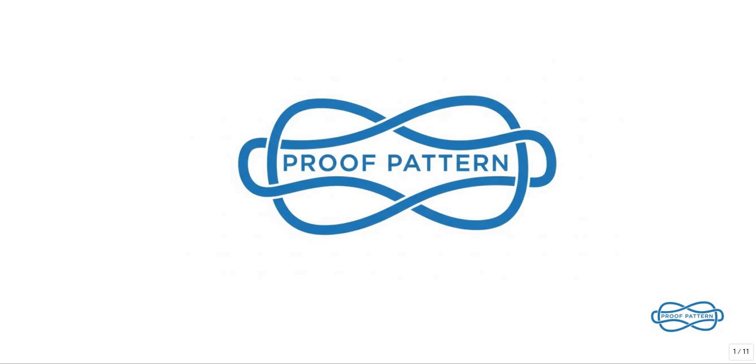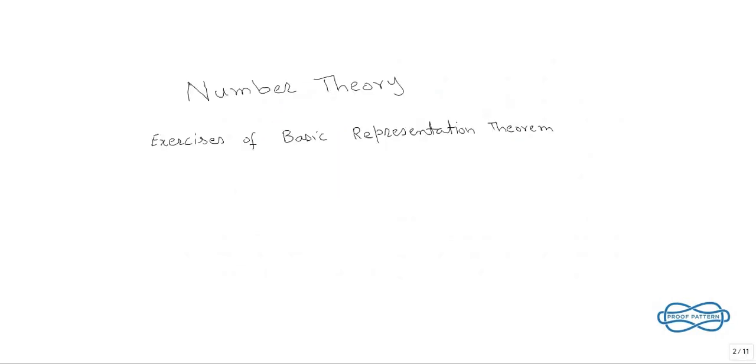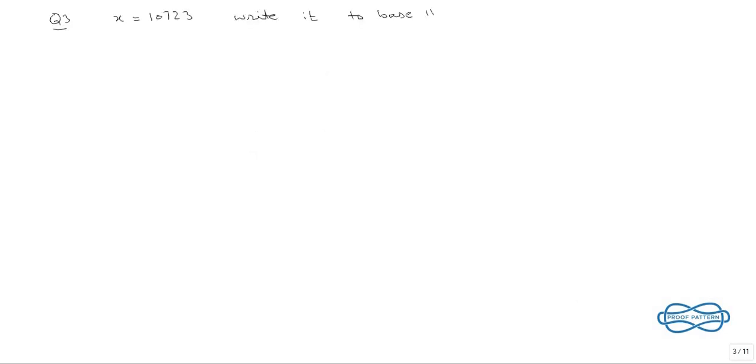In the previous video, we have solved two exercises related to basic representation theorem, and in this video we will solve another two exercises of basic representation theorem to make the concept more clear. Okay, next question is question 3. Here the given x is 10723 and we have to write it to the base 11. We will proceed in the same way using division algorithm.